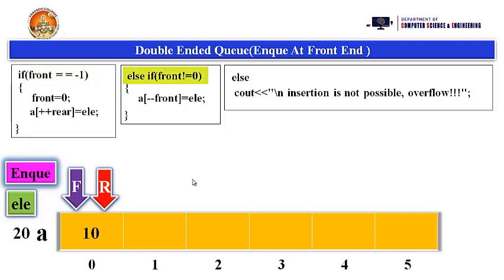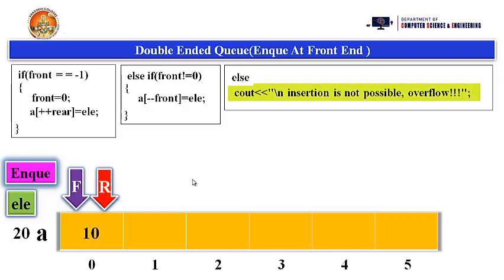Then go to the else if condition. And what is the else if condition? Front not equal to 0. So what is the front value? It is pointing to the 0th location only. So front not equal to 0, condition false. Then go to the else part here. And what are the else statements here? We are going to print the statement: insertion is not possible, overflow.